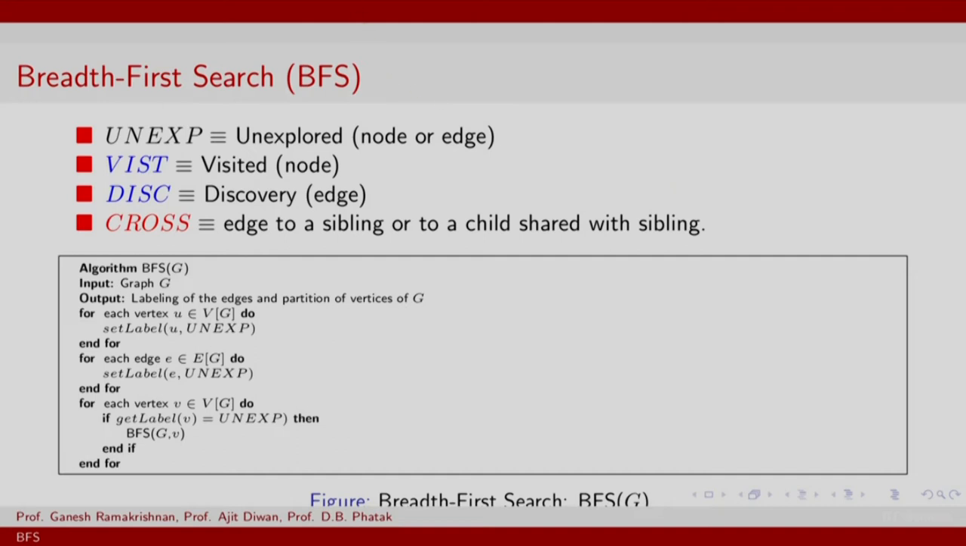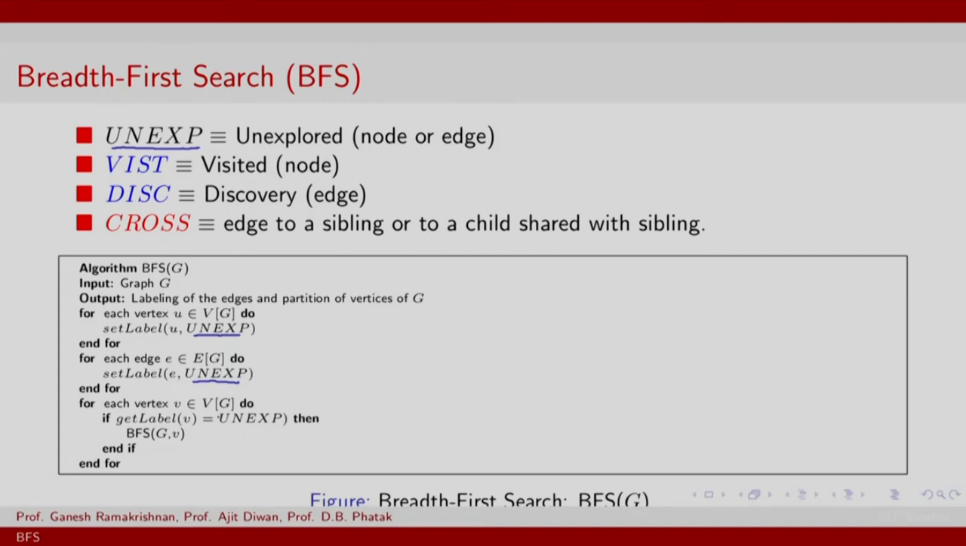So the principal idea in breadth first search is to explore the graph and classify nodes and edges. This is also the idea behind depth first search, but the classification and the order in which the nodes are explored is different. So in breadth first search, you keep track of unexplored nodes and edges to begin with. So unex stands for any node or edge that has not been explored so far. So the starting point in BFS is to traverse through all the vertices of the graph, and label each vertex as unexplored. Do likewise for every edge in the graph, label every edge as unexplored.